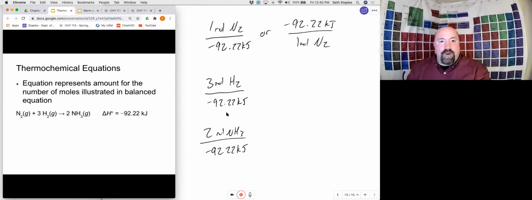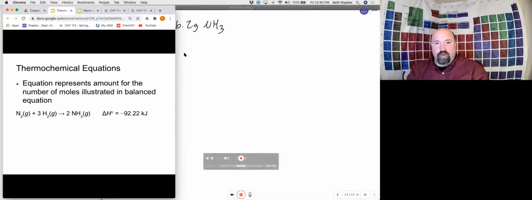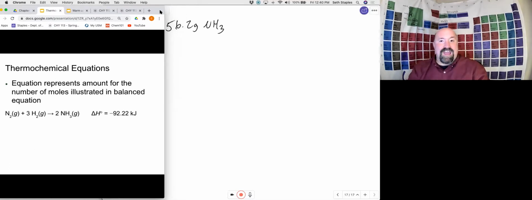So for instance, you might have a question that tells you, just to throw something out there, let's say you have a reaction which forms 56.2 grams of NH3. And we want to know how much energy was associated with that process. Same idea that we've done in other calculations involving stoichiometry, only here we're using our energy for our conversion factor.